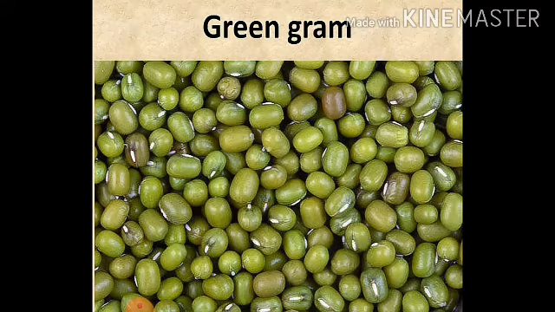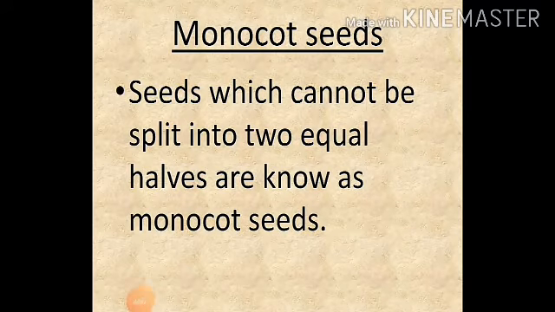Now let's go for monocot. Now let's see monocot seeds. Seeds which cannot be split into two equal halves are known as monocot seeds. The seeds which cannot be broken or split into two equal halves are known as monocot seeds. The dicot seeds were the ones which can be broken into two equal halves, but the monocot seeds cannot be split or divided into two equal halves. Let's see some of the examples of monocot seeds.